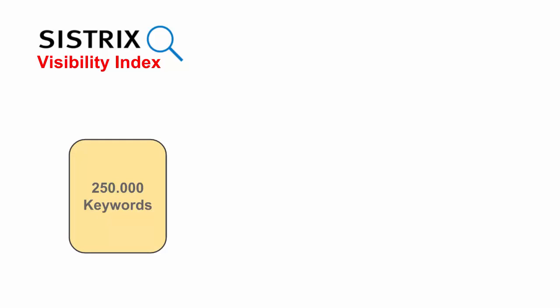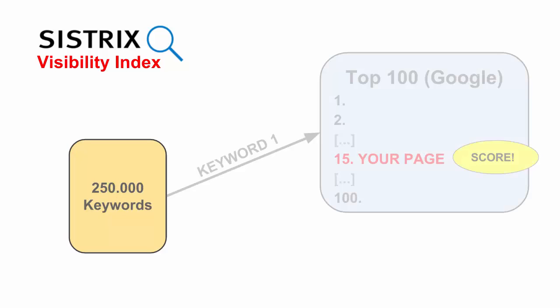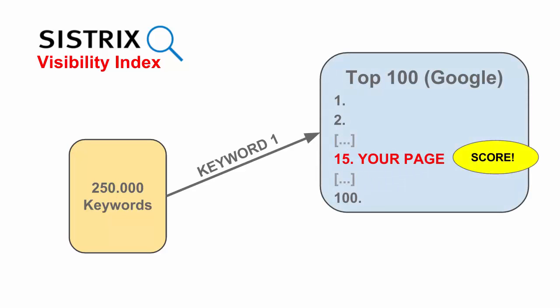Sistrix has set up a database of 250,000 keywords. For each keyword, they retrieve the top 100 of Google search results. Let's look at the result of one of the keywords. If your site ranks within the top 100 for this keyword, this rank will contribute with a kind of score to the visibility index. The higher the rank, the higher the score. This procedure is repeated for all 250,000 keywords, and the single scores are added up to the visibility index.